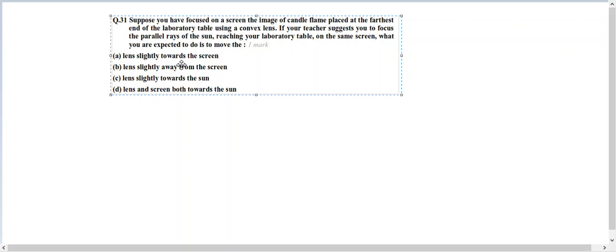To move the lens towards the screen, lens slightly away from the screen, lens slightly towards the sun, or lens and screen both towards the sun.